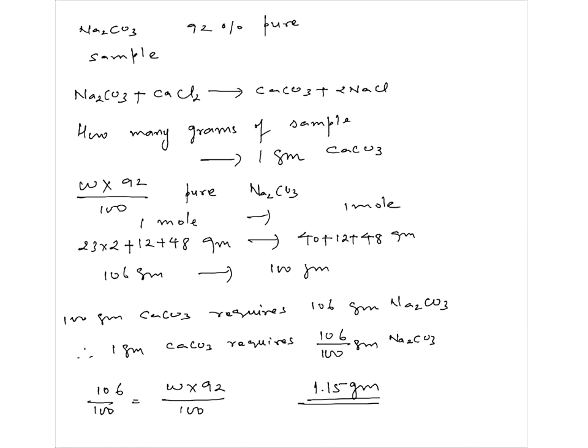Let's take a problem based on this. Sodium carbonate sample is 92% pure. That means sodium carbonate is 92%, 8% are impurities present in it. We are considering this reaction, and in this reaction, impurities will not participate. Suppose you want to prepare 1 gram of calcium carbonate via this reaction, then how many grams of sample should you use?